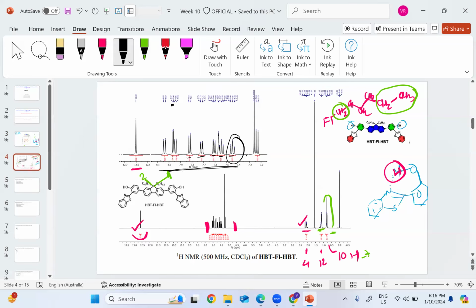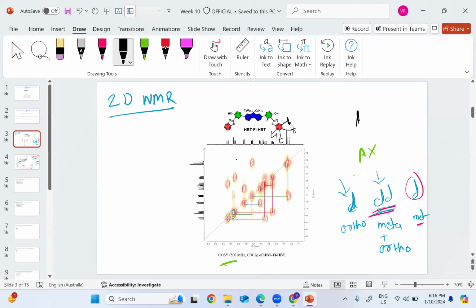So when I started showing correlation from one signal, we just correlate, started from one of the triplets, and let's take this triplet. This triplet also correlates with this signal.